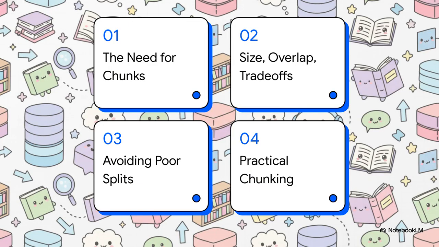So here's our game plan for this session. We're going to start with the why, the real need for chunks. Then we'll dive into the nitty-gritty of size and overlap. After that, we'll look at the pretty serious risks of getting it wrong. And finally, we'll see how it all comes together in practice, with some actual code.